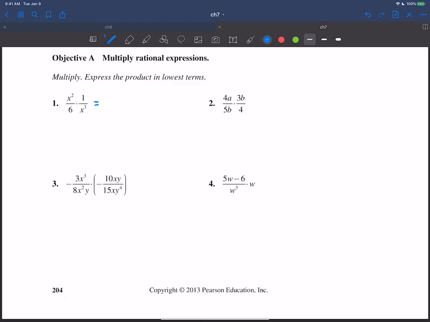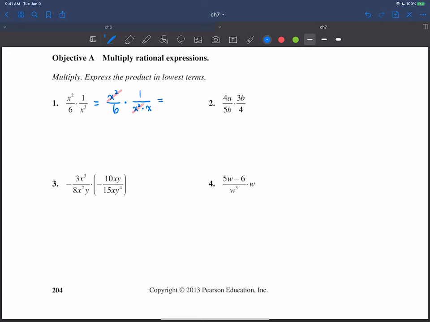On the top, I'm going to keep x squared, and on the bottom I have a 6. Multiply by the second rational expression: on the top, I'm going to keep it as a 1. As for the bottom, I'm going to break x cubed into x squared times x, because x squared times x gives you x cubed. Why do I do that? It's because I have an x squared on the top, so I can cross out the common factors from the top and the bottom.